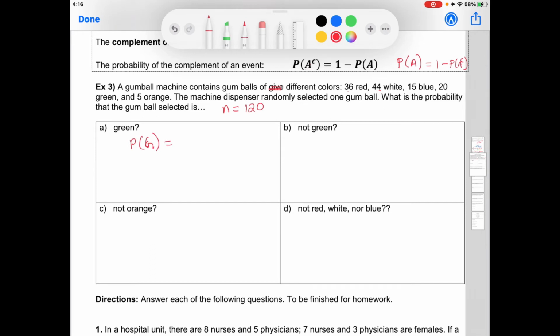How many green are there? There are 20 green out of the total sample space, which is 120. So 20 divided by 120, you can simplify this, or you can even write it as a fraction. This is actually 1/6, or I can say 0.17 or 17%. It's 16.66.